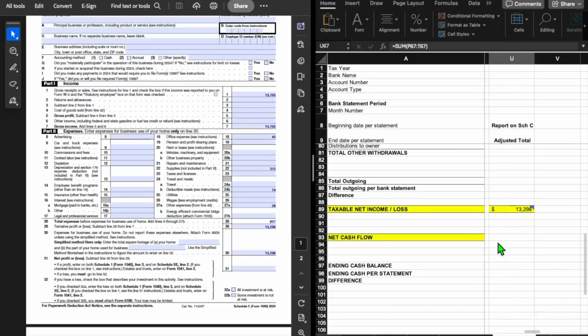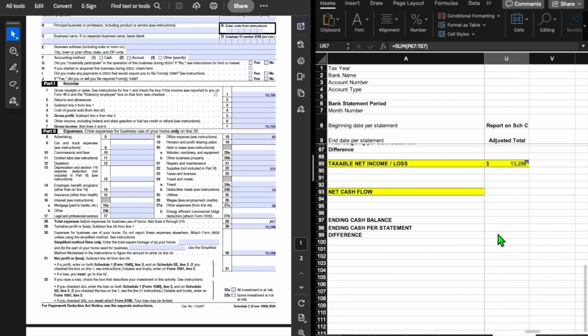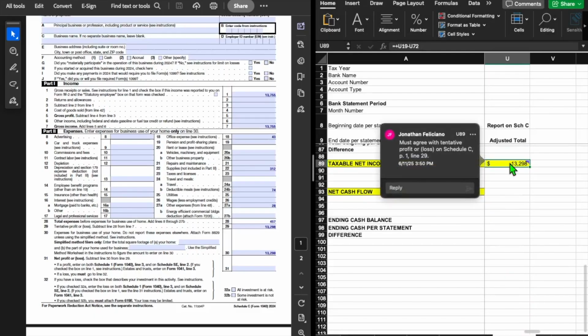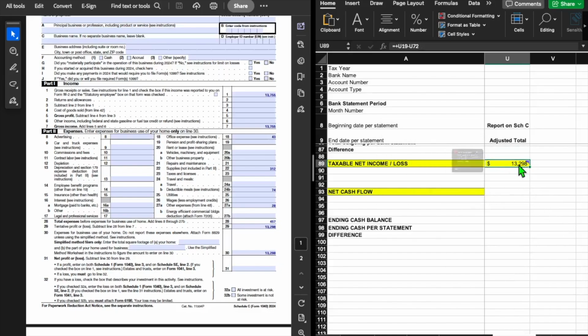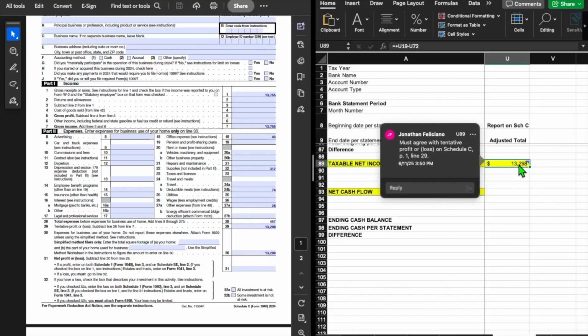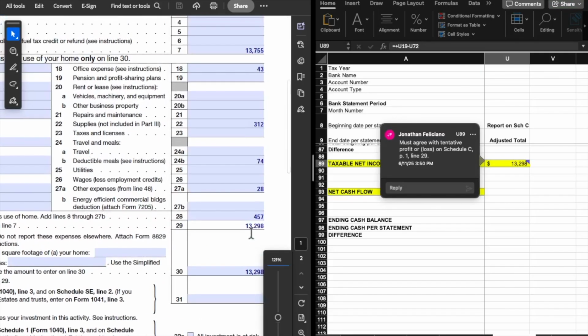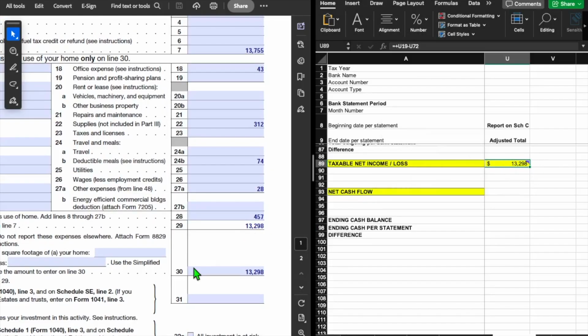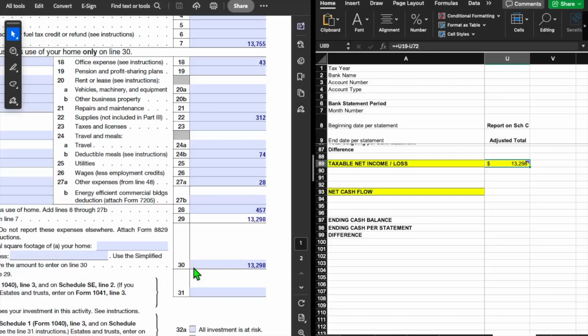And then this number right here, this 13,000. As you can see, I have comments in this template. That's just to help you, give you some more information about the accounts and the information in these cells. So here I wrote must agree with net profit or loss on Schedule C, page 1, line 29. This is line 29. As we can see here, that says 13,298, which is what we're calculating here, 13,298. And then that's it, your Schedule C is done.